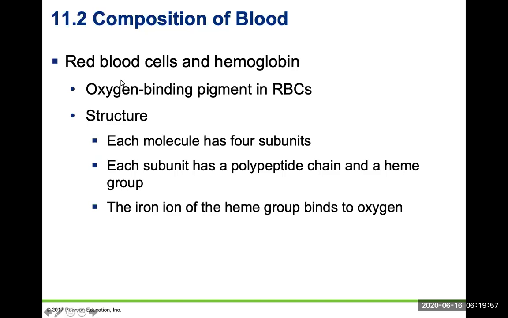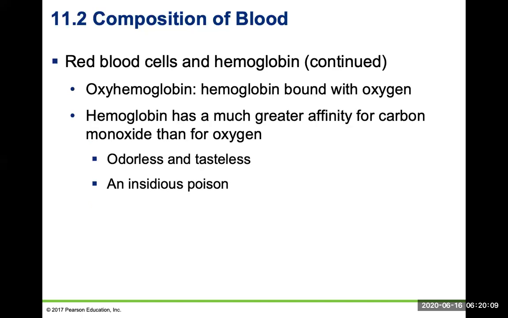The structure of hemoglobin has 4 subunits, and each subunit has a polypeptide chain and a heme group in the middle with an iron attached to an oxygen. Red blood cells and hemoglobin continued. Oxyhemoglobin is hemoglobin bound with oxygen, and that will give it a more reddish color to it.